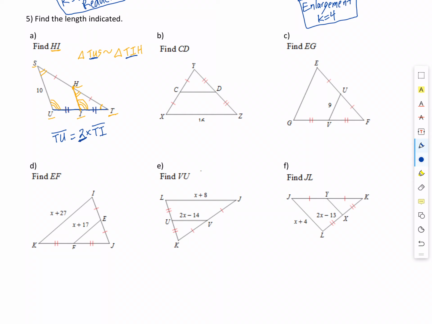So this 2 here gives us what our scale factor is. So if we're wanting to find HI, let me go back to yellow, then we know SU is 2 times the size of HI, because since these triangles are similar, the scale factor is the same, so we know our K is equal to 2. So to figure out what the length of HI is, we just take 10 and divide it by 2. So then we get 5. So we know the length of HI is 5.